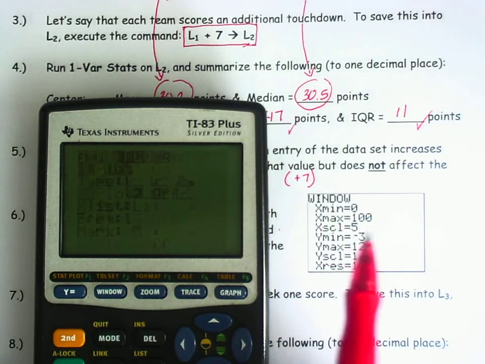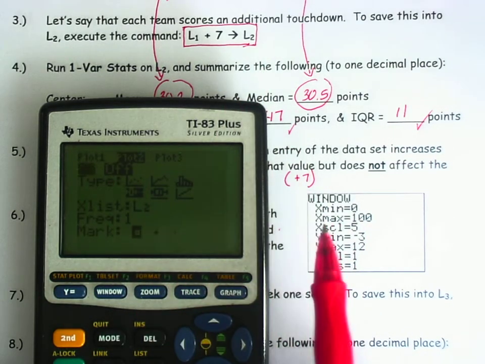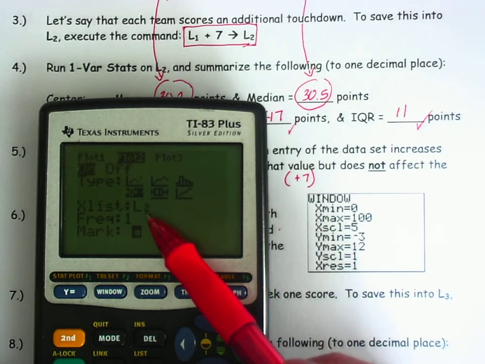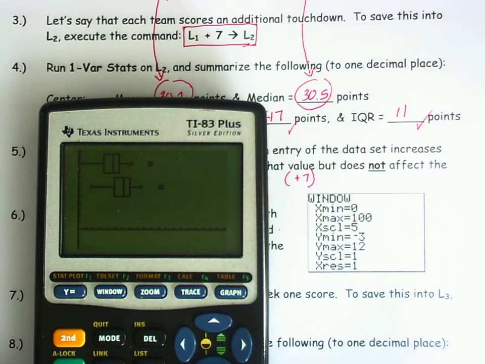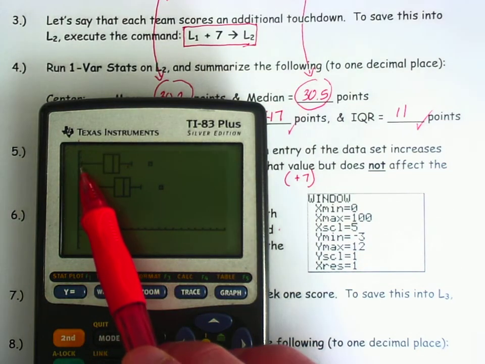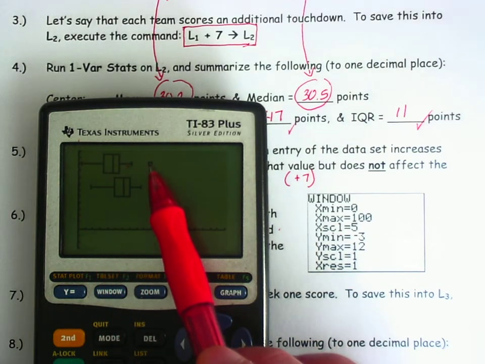So for the second plot, right now it's off. I need to turn it on. It should be set as a box and whisker plot for list 2. So here we go. So here is the graph for the original data.